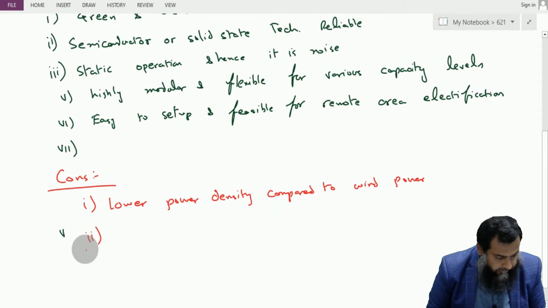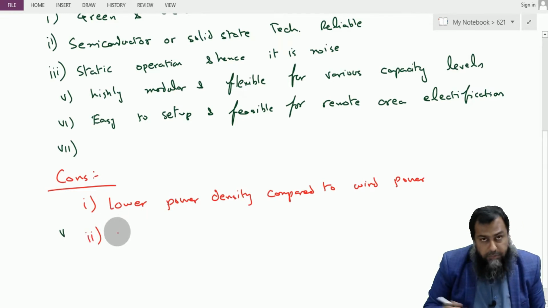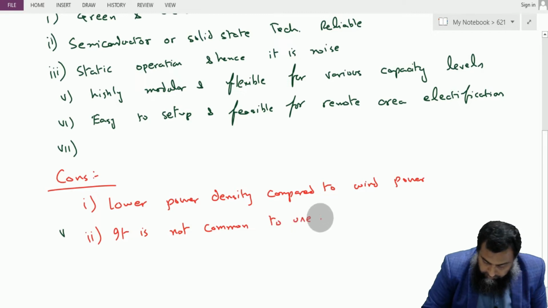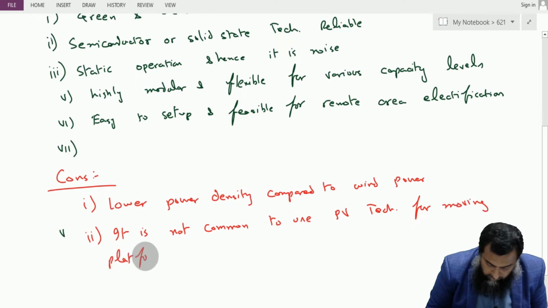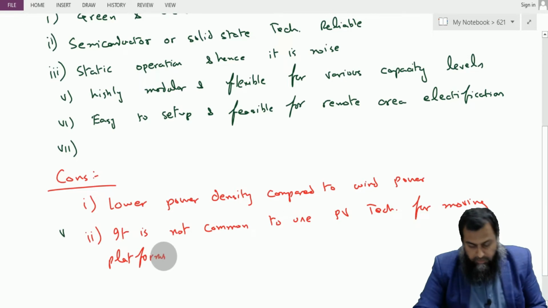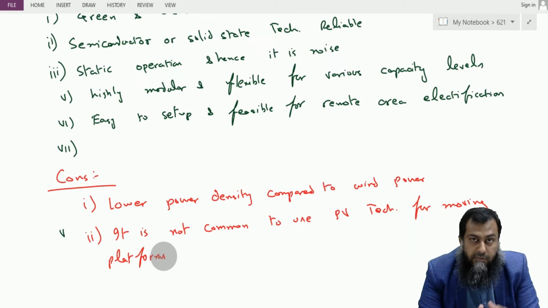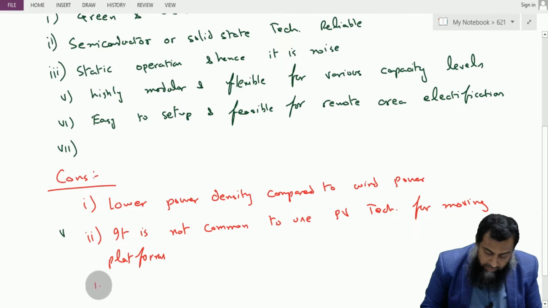The number two is that, based on this particular thing, it is not common to use PV technology for moving platforms. Although there are certain examples where solar-based vehicles and even aircraft are developed by companies like ABB and Schneider, however, the mass usage of photovoltaic systems is limited only to stationary applications, which are fixed and do not move, like electric vehicles. So this technology has this con.